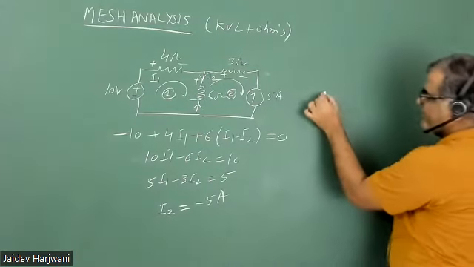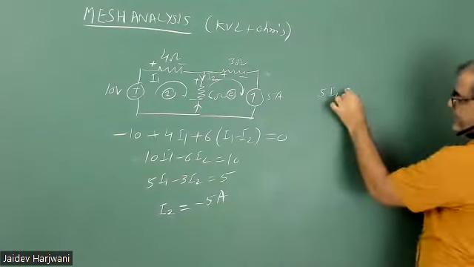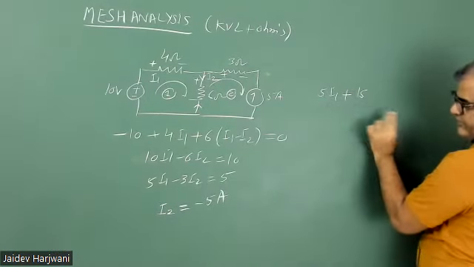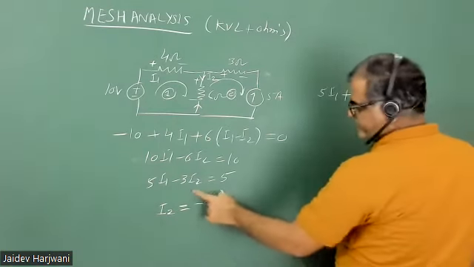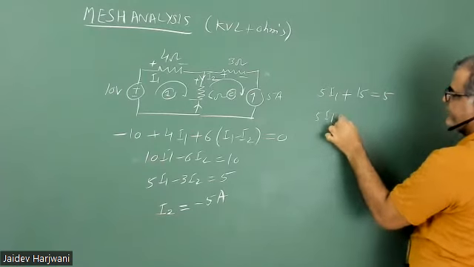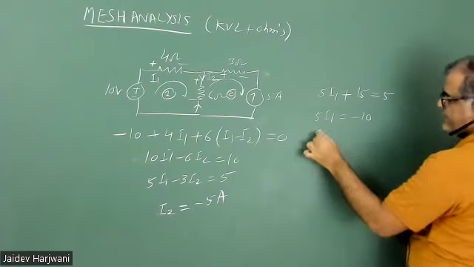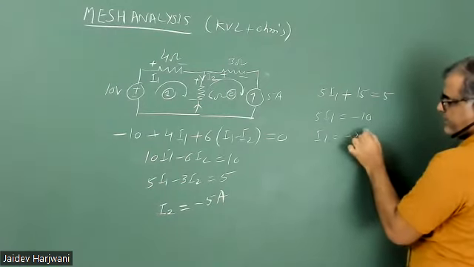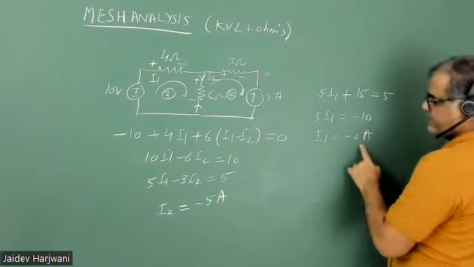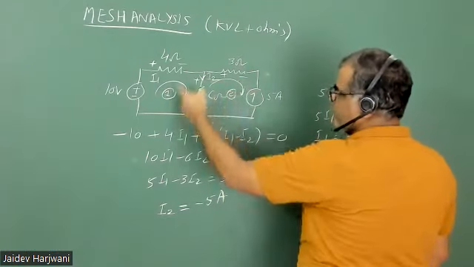So 5 I1 minus 3, so minus times minus, this becomes 15, total plus 15 equals 5. So 5 I1 becomes minus 10, and I1 is minus 2 ampere. So I2 is minus 5 and I1 is minus 2.